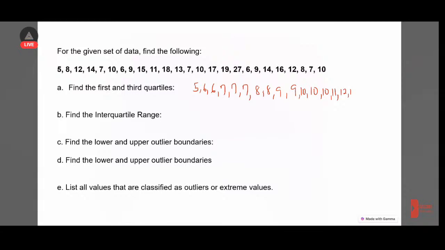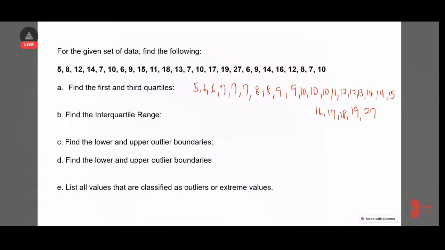12, 12, 13, 14, another 14, 15, and then here we have 16, 17, 18, 19, and lastly we have 27. So the question is, find the first and the third quartile.